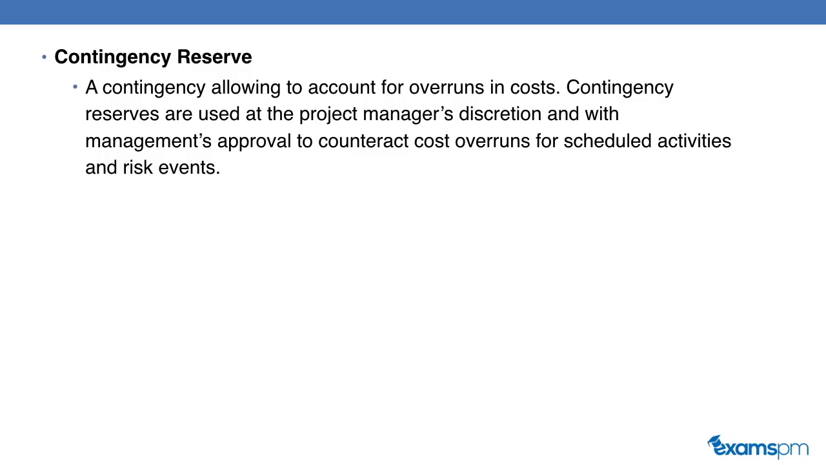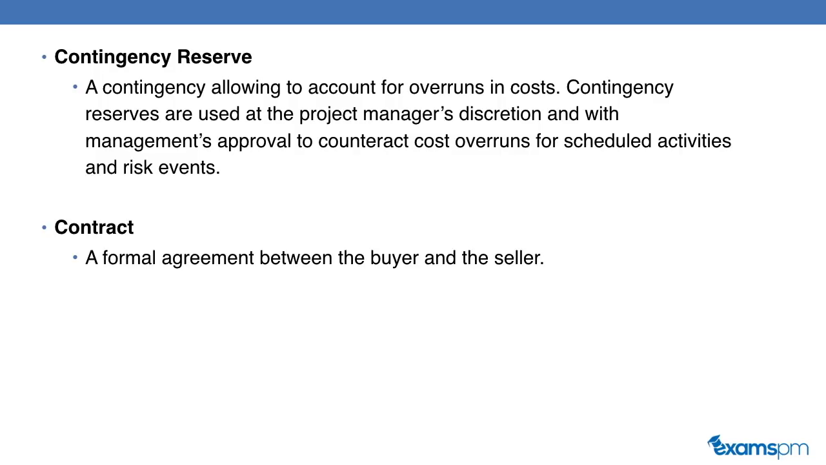Contingency reserve. The contingency allowing to account for overruns in cost. Contingency reserves are used at the project manager's discretion and with the management's approval to counteract cost overruns for scheduled activities and risk events. This is basically the money that you set aside for risks that become issues. A contract is a formal agreement between the buyer and the seller.